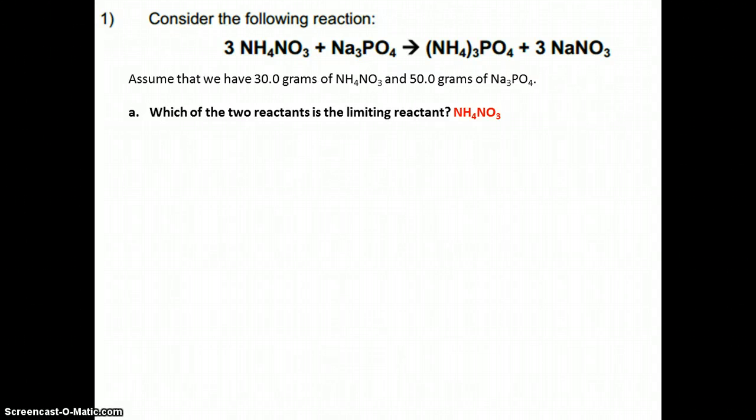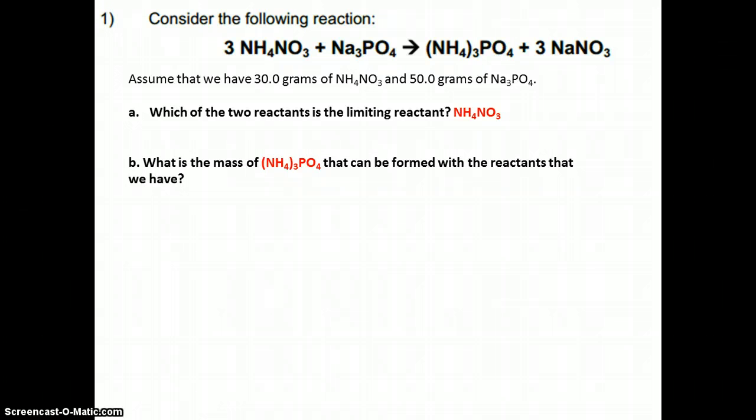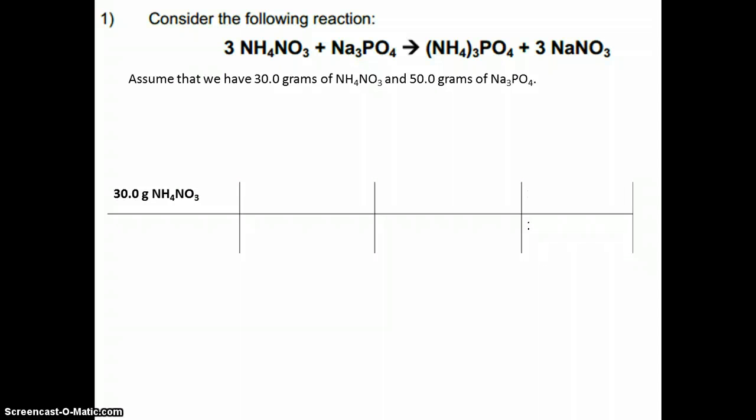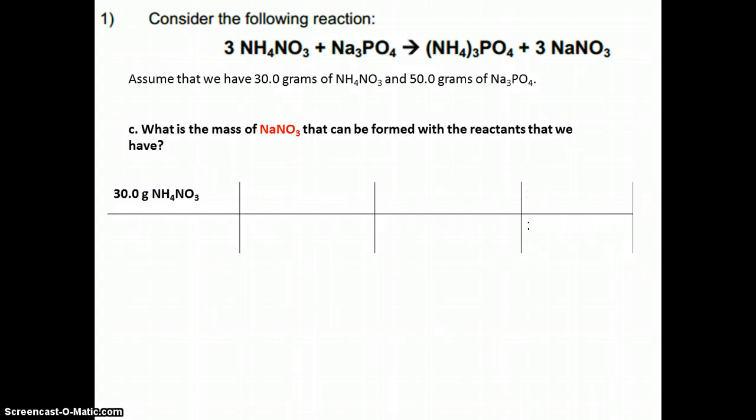What's another kind of question I can ask you on the test? What is the mass of product that can be formed with the amount of reactants that we have? So, one product being ammonium phosphate, we just did that one. Using the limiting reactant, we know at the most we can make is 18.6 grams of ammonium phosphate. I can also ask you about the other product. How much sodium nitrate can we make with the limiting reactant that we have? Well, we'll set up another stoichiometry problem to answer that question.